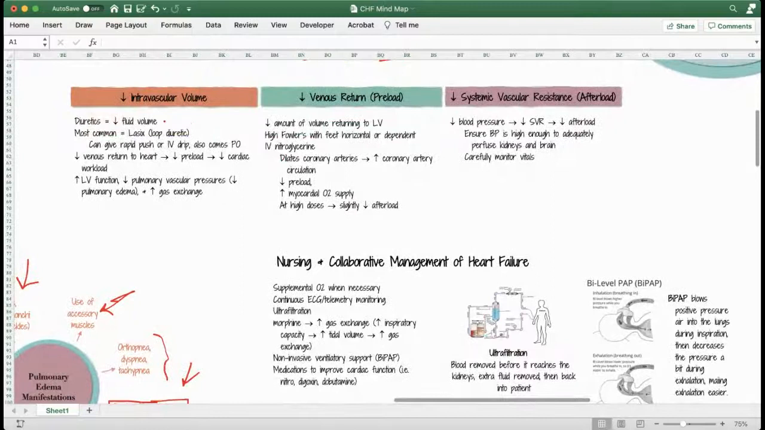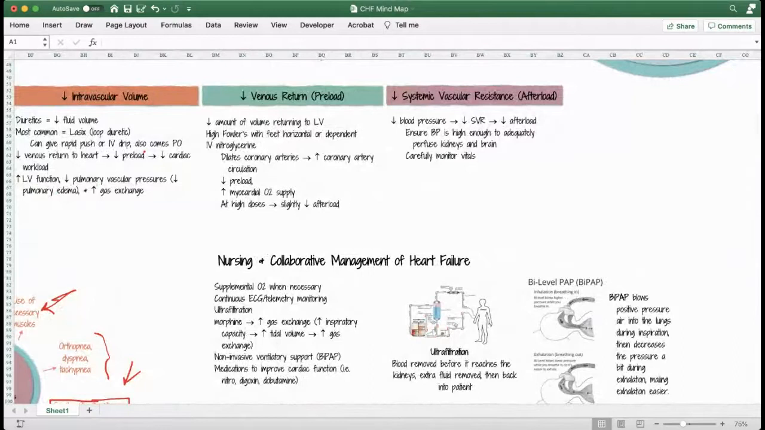So how do we decrease intravascular volume? We can use diuretics. I'll talk about that in a second. Lasix is the most common. That's pretty much all that we do to decrease intravascular volume. I can't think of anything else either. So, okay. We want to decrease the venous return, what's coming back. It's very, very similar.